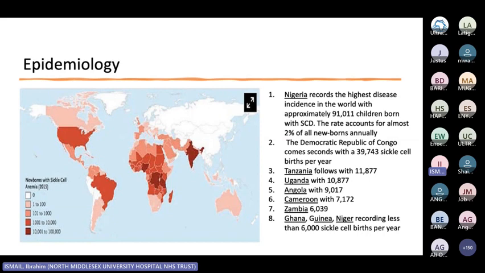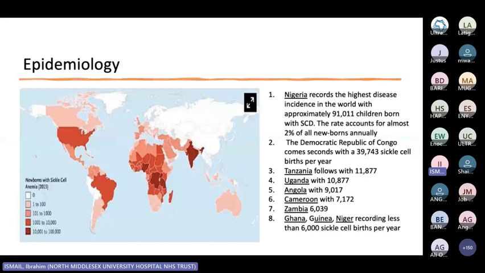And Uganda, which a lot of our colleagues who are participating here are from, contributes 10,877 births of sickle cell a year. And then Angola, Cameroon, Zambia, followed by Ghana, Guinea, and Niger. So you can see how prevalent it is in Africa, and it's something we should always be aware of, and hopefully in future there will be many more treatment options.